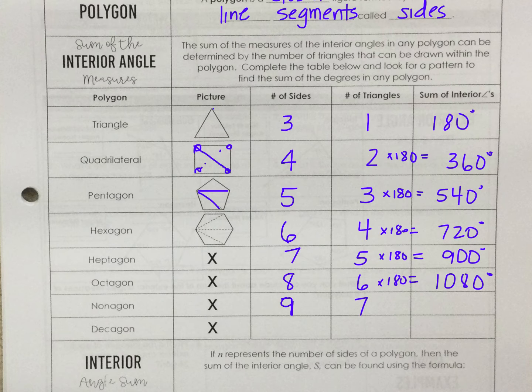A nonagon has 9 sides. It will have 7 triangles. If I multiply that by 180, I end up with 1260 degrees. And a decagon has 10 sides, which means it has 8 triangles. If I multiply 8 by 180, I end up with 1440 degrees. All right, we're going to use that information in a second to write an equation.